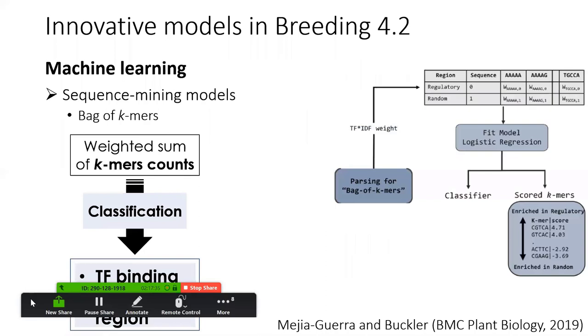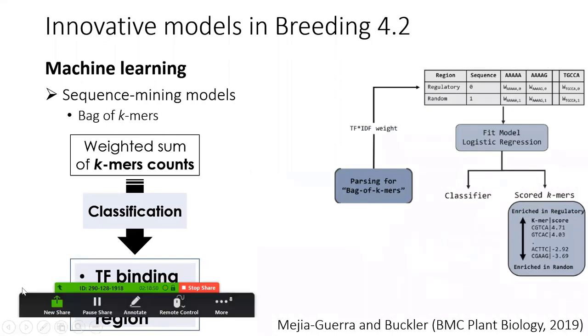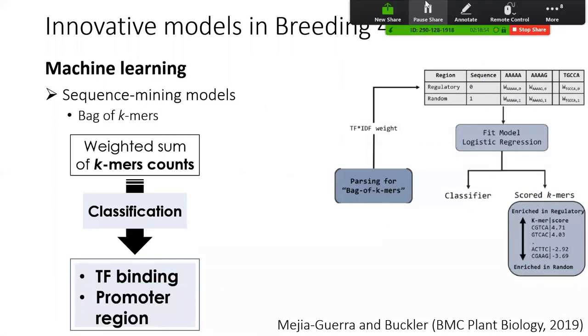And so one approach that was suggested by Catherine Merriga-Guerra in our lab was to use a bag of k-mers, which consists of counting pieces of length k. For example, GGTA is a motif of length 5. So the k-mer approach consisted of using those counts of different motifs, and weighting those counts in favor of those motifs that are the most likely to make a difference between a region that is a transcription factor binding site or not, or for another application, a promoter region or not.